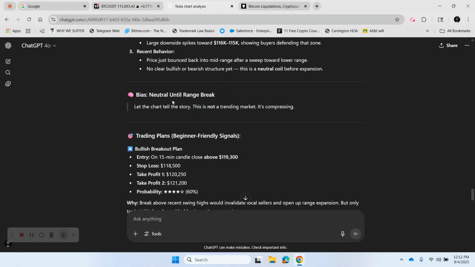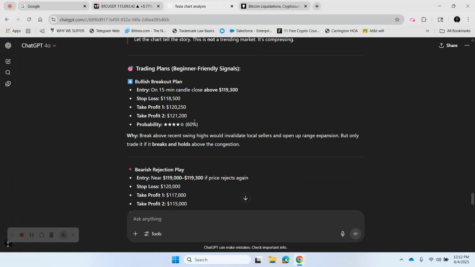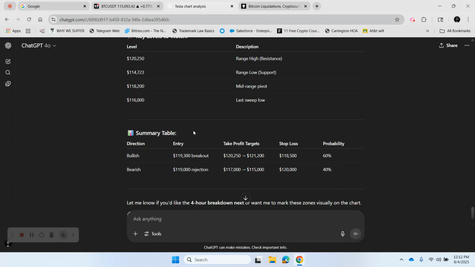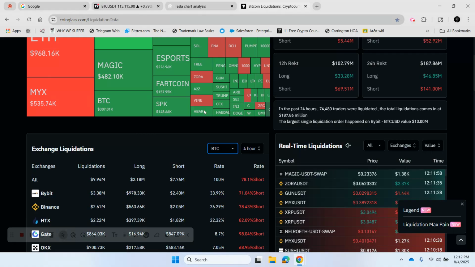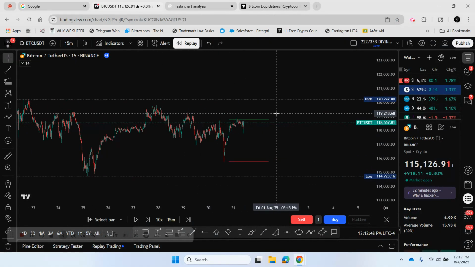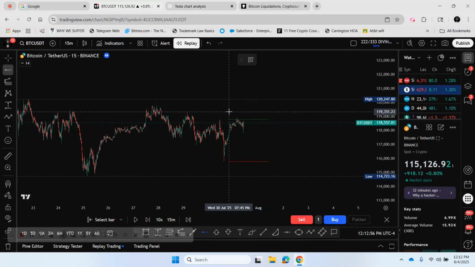Let's go down. Let's say, what was the percentage? Did it give a percentage? All right, so it says they got a 60% chance to be bullish. You should enter at 119,300. So let's go back to the chart. Okay, 119,300. Look how this could work, because you're not doing anything until it crosses 119,300.